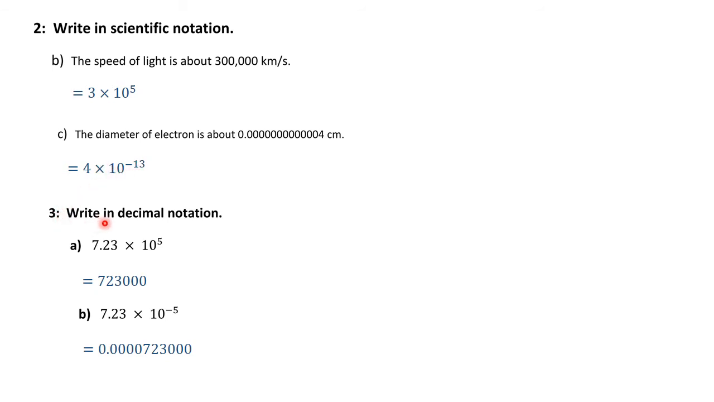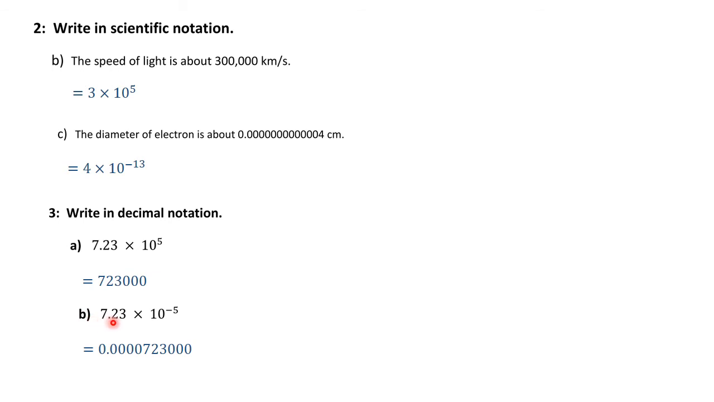Number 3, write in decimal notation. 7.23 times 10 to the power 5. Move the decimal point 5 places to the right. 1, 2, 3, 4, 5. So add zeros if there is no number.